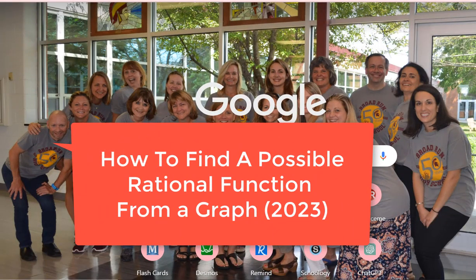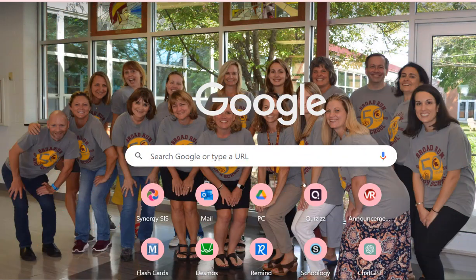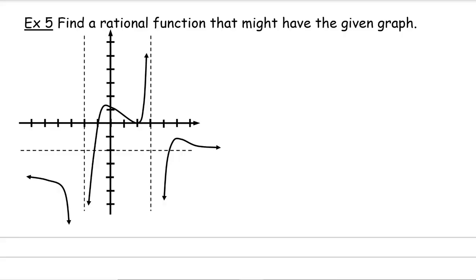Mr. Muscarella coming at you. And in this video, we're going to take a look at a possible rational function when we're given a picture of this thing. So we'll be given a picture of a graph, and we've got to figure out a possible rational function for it. So let's go. Here's an example we're going to play with and go through.